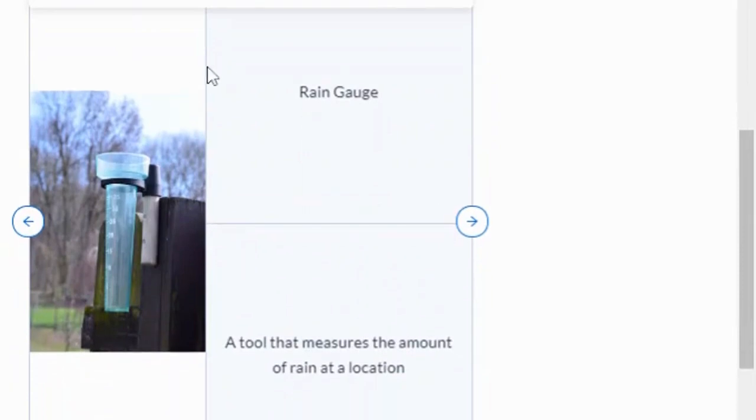Previously, you guys did your vocabulary activity where you had to go through and look at the different pictures. Rain gauge was one of the tools that you looked at. A rain gauge is a tool that collects how much rain has fallen at a certain location. Because it has this funnel or this little circle shape here, it's able to store or collect rainwater over time.